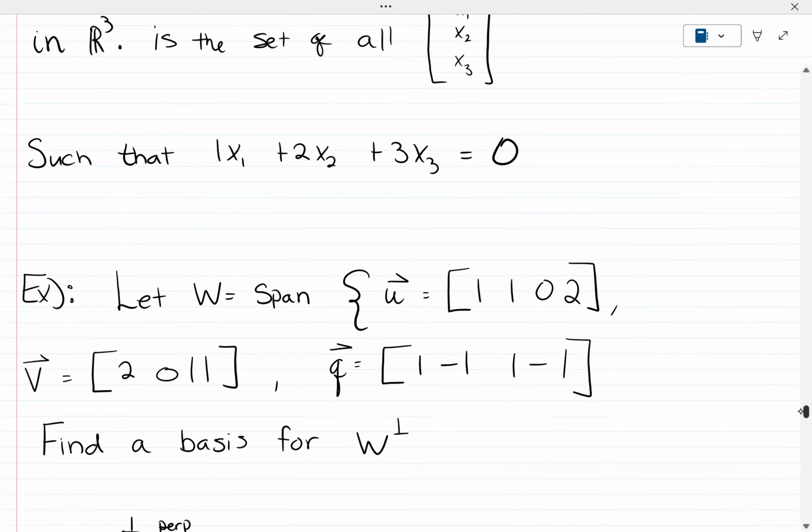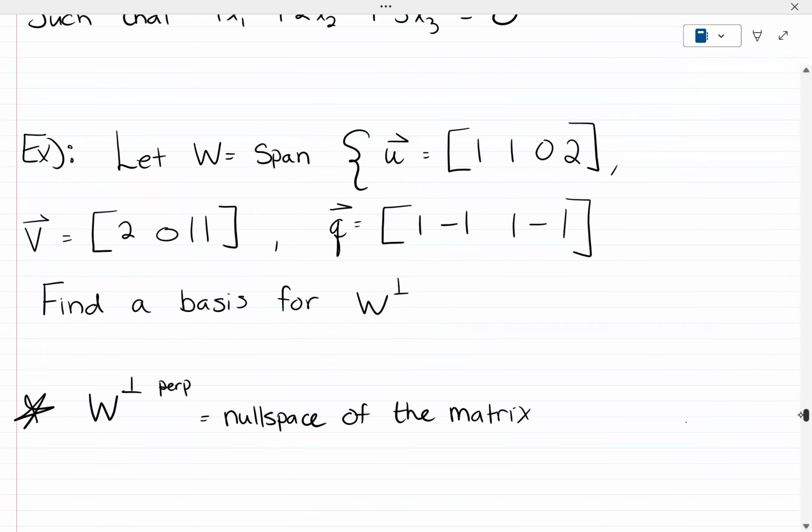Okay, let's do an example. Let W equal the span of vector u, which equals (1, 1, 0, 2), vector v, which is (2, 1, 1), and vector q, which is (1, -1, 1, -1). Find the basis for W perpendicular, which equals the null space of the matrix. So we have to find this.